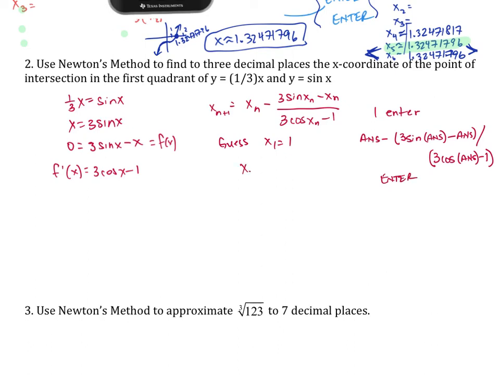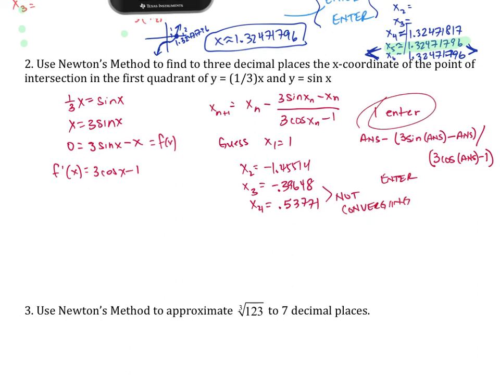So I will get an x sub 2 value of negative 1.45514. Hit enter again. I will get an x sub 3 value of negative 0.39648. Hit enter again. I'll get a value for x sub 4 of 0.53771. You keep going, and these are not converging, which means I chose a bad value right there.